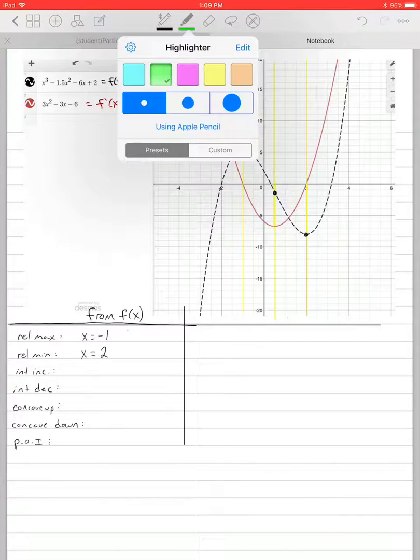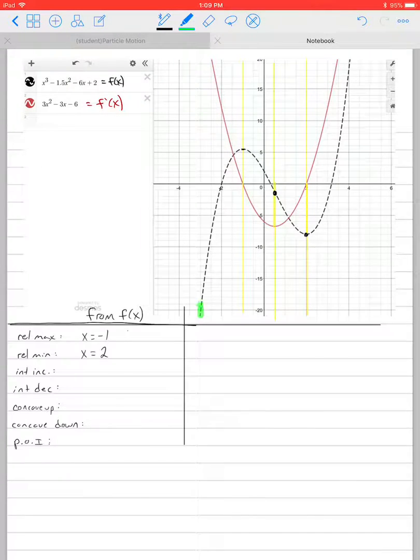Intervals of increase. Remember, increasing functions, as I move from the left to the right, are going up. So these green sections would be my intervals of increase. I would say -infinity all the way to -1, and then I would also say 2 all the way to infinity. So that would be my interval of increase.